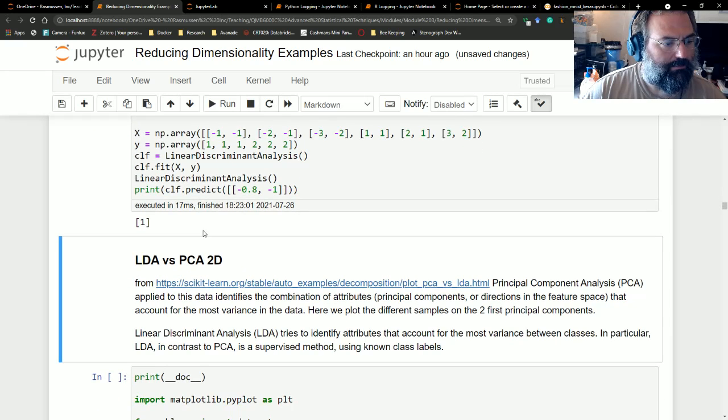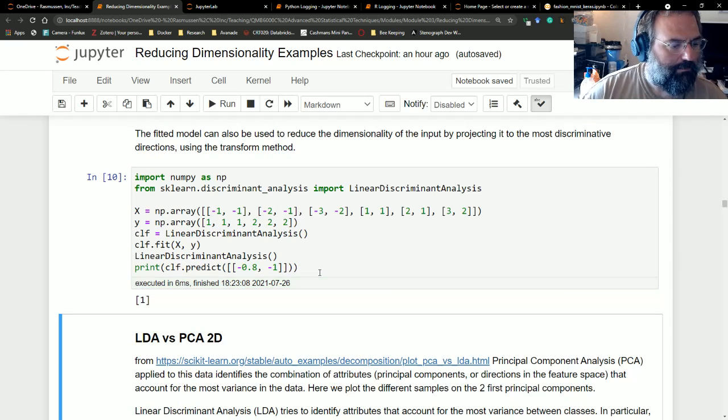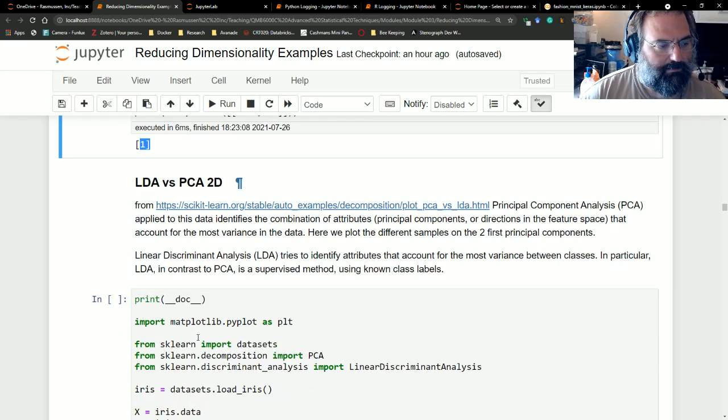And that was, did it print? Oh yeah, it did one. So that's the thing it said.